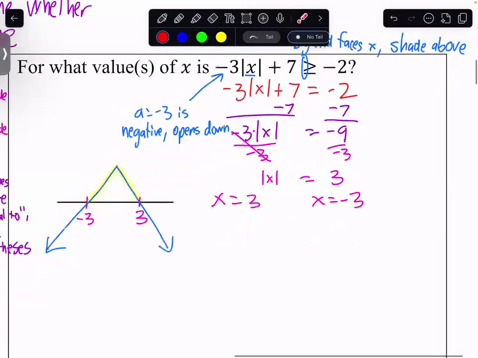Okay, so this time it's all one connected section. It's not two separate sections. So the shaded section begins at -3 and it ends at +3. Okay, so there's no infinity, there's no union. Why what?